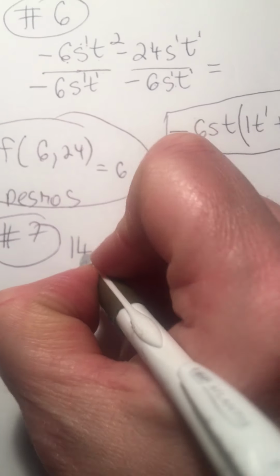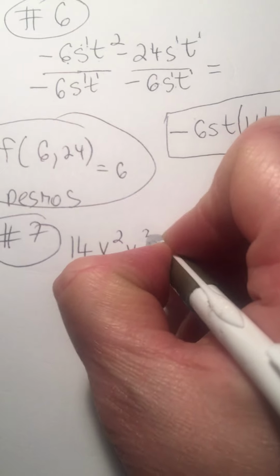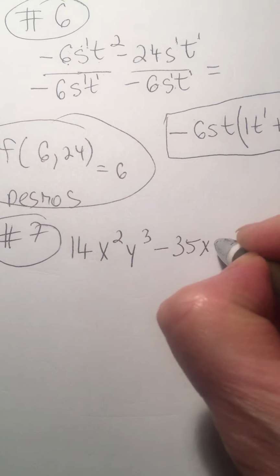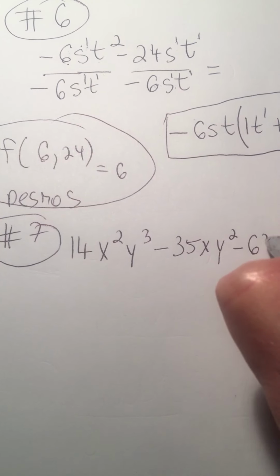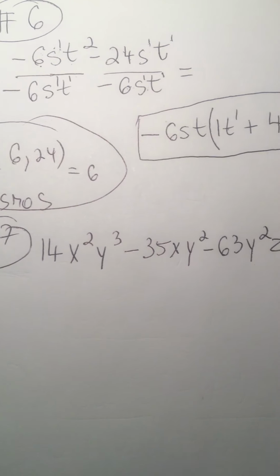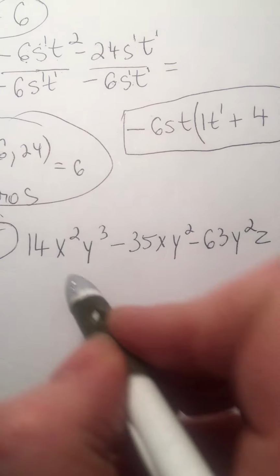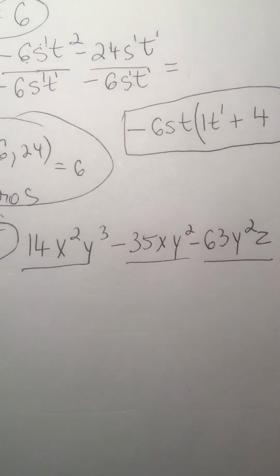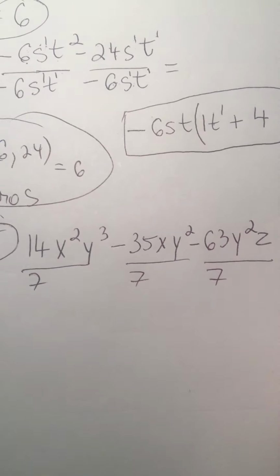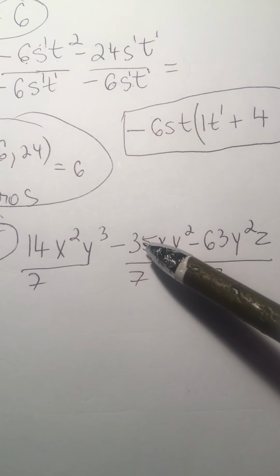We have 14x squared y to the third power minus 35xy squared minus 63y squared z. Okay. All right. First thing, we're going to look for the GCF. All right. Brain power. I'm going to go with 7. So if I put 7 underneath, 14 divided by 7 is 2.